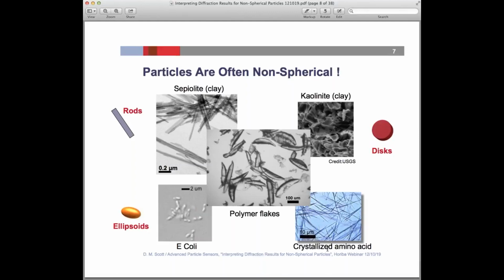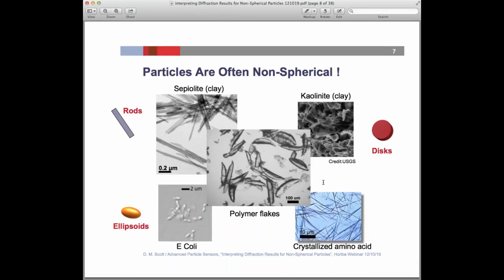If you crystallize amino acid, this is a specific amino acid here called tyrosine, you get needle-like crystals. Depending on the crystal habit, you might get other shapes. Even something as simple as polymer flakes look sort of not really flake-like. They can be more like rolled up bits of pasta or something like that. But the point is you get a wide variety of shapes, and they're not spherical. And then the question becomes, how do we make the measurements and how do we interpret the results?